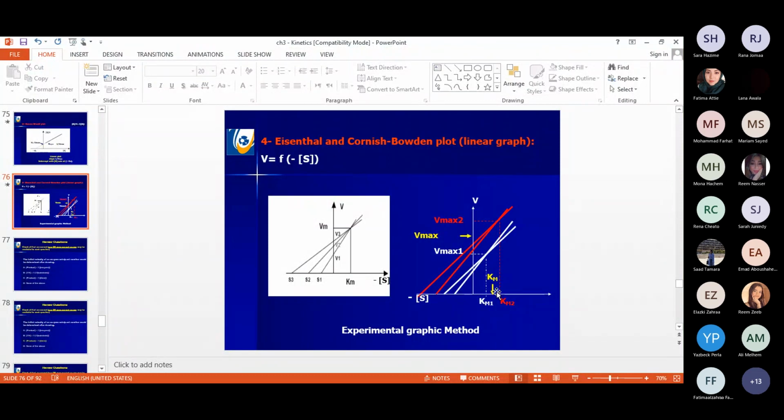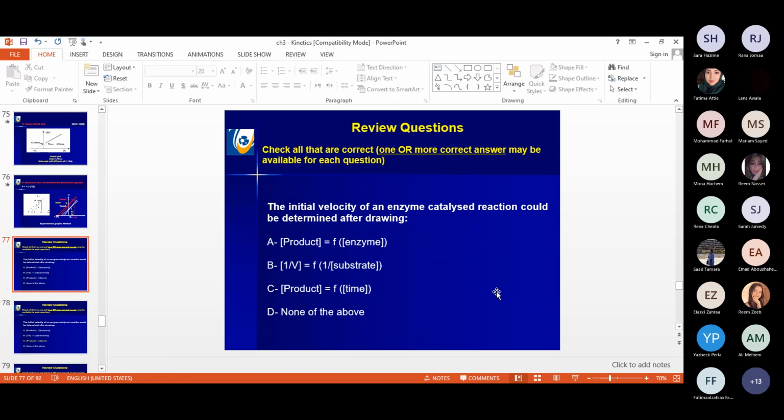So this is how we finish chapter 3. It's based on Michaelis-Menten: what the different kinetic parameters are and how we can determine these parameters using the Michaelis-Menten equation or the Michaelis-Menten plot or the different types of plots: double inverse plot, which is Lineweaver-Burk, Eadie-Hofstee, Hanes-Woolf, or Cornish-Bowden. Now we have a revision of all this information in these questions. You have one or more correct answers.